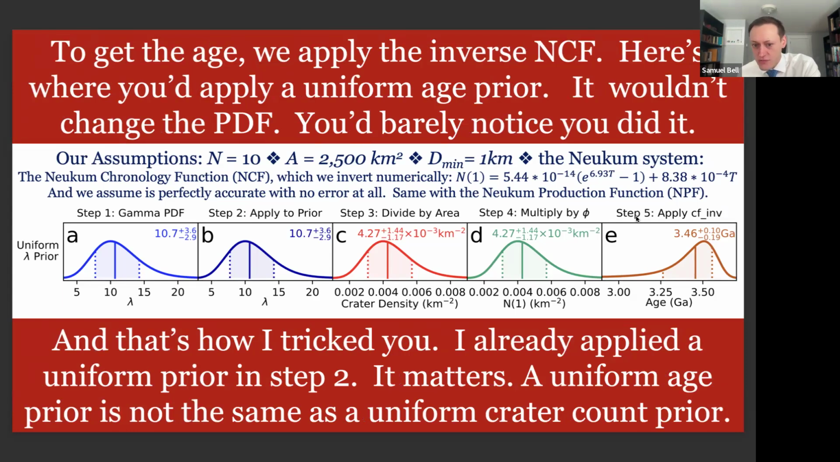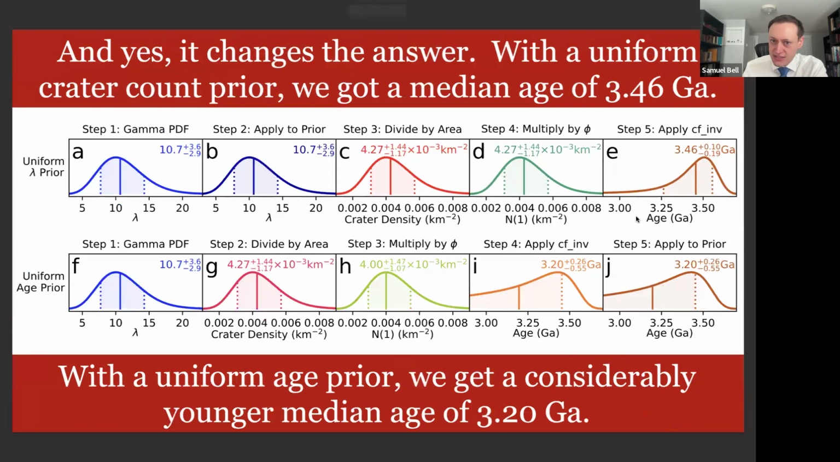And that's how I tricked you. I already applied a uniform prior in step 2. It was just a uniform crater count prior. And that distinction matters. A uniform age prior is not the same as a uniform crater count prior. And yes, it changes the answer. With a uniform crater count prior, we get a median age of 3.46 GA. But with a uniform age prior, we get a considerably younger median age of 3.2 GA.